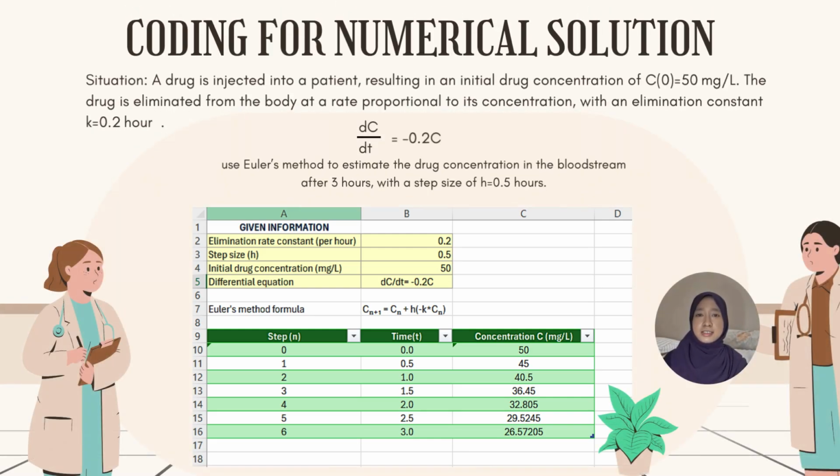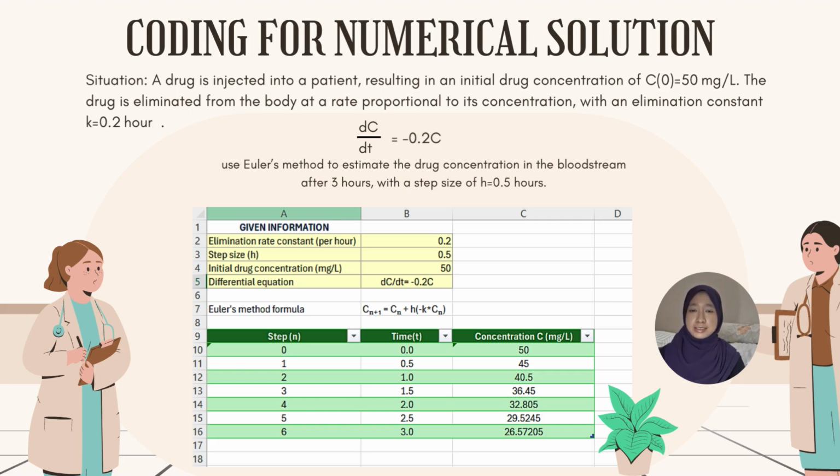This slide shows the numerical solution for a drug concentration problem using Euler's method. In this situation, a drug is injected into a patient with an initial concentration of 50 mg per liter, and it is eliminated from the body at a rate proportional to its concentration with an elimination constant of 0.2 per hour. This process is modeled by the first order differential equation dC/dt equal to negative 0.2 C. To estimate the drug concentration after 3 hours, Euler's method is applied with a step size of 0.5 hours.